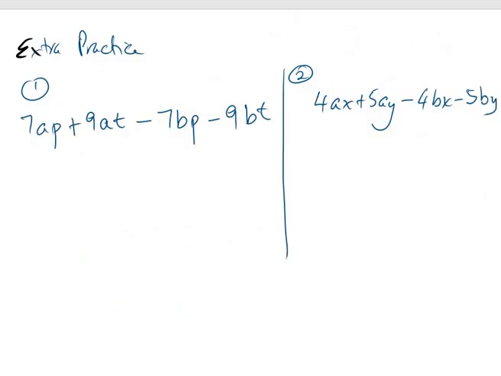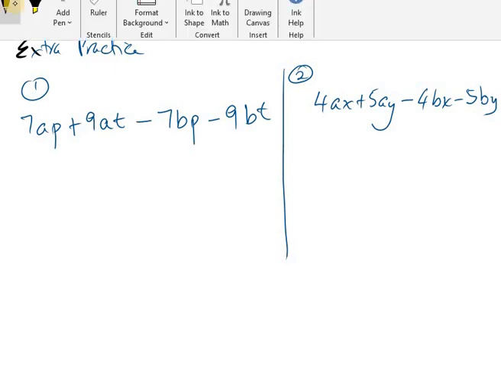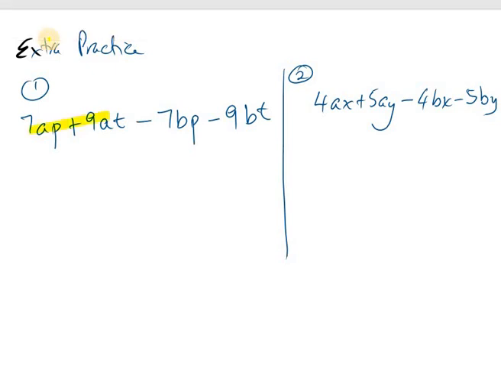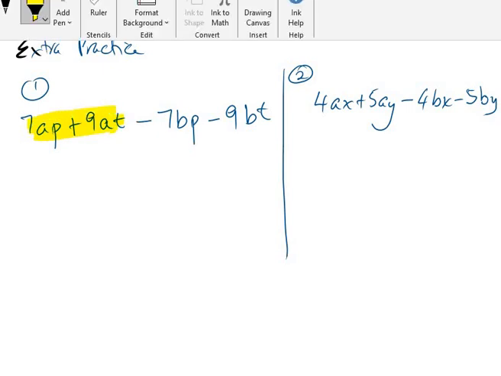All right, so let's look at this one. We're going to group them off in pairs. Let's work on this one first, and we're going to see what's common, okay? Very easy stuff. What's common in terms of factors? Because in 7AP, the 7 is a factor, A is a factor, and P is a factor.